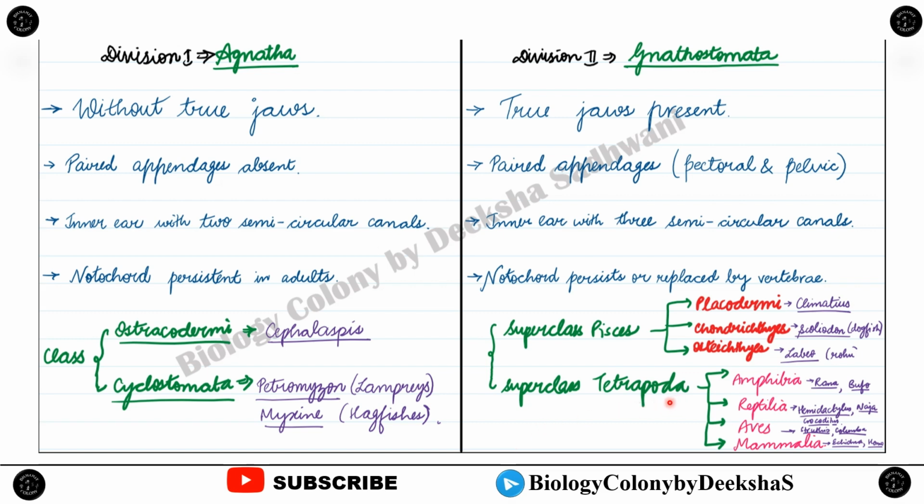Superclass Tetrapoda is divided into four classes, that is Amphibia, which contains Rana and Bufo, that is frog and toad. Then we have Reptilia, they have lizards, that is Hemidactylus, Naja, cobra, then Crocodilus or crocodile. Aves, that is birds, they have Struthio, Columba, Gallus. Then we have Mammalia, that is Echidna, Homo, that is man.